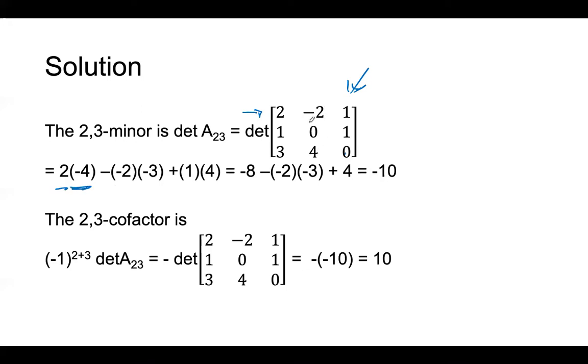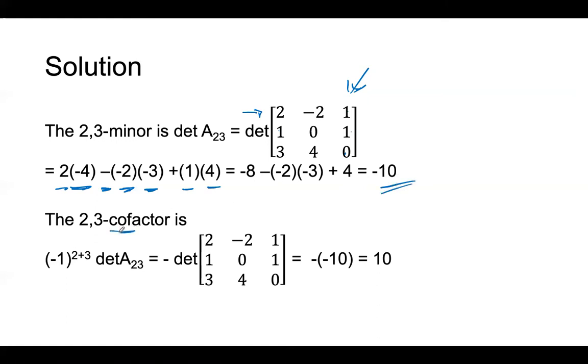Then it alternates. There's a negative, and then there's also a -2 due to the coefficient, times 1 times 0, that's 0, minus 1 times 3. So there's a -3. And then the last one is positive. So that coefficient goes out front, and then we have the determinant of that submatrix. So 1 times 4 minus 0, so 4. And then we can calculate this and we get -10.